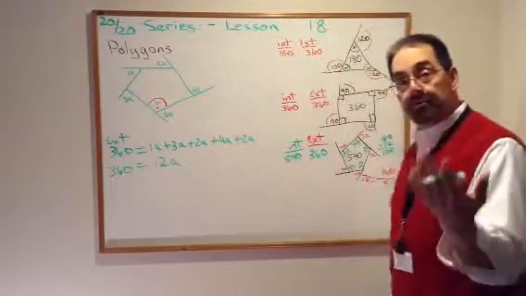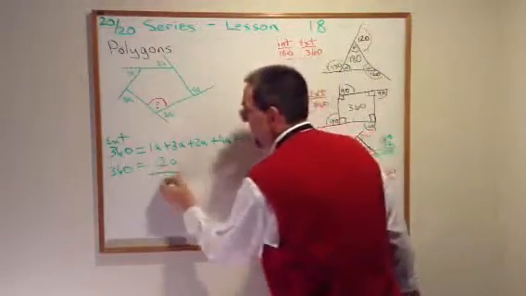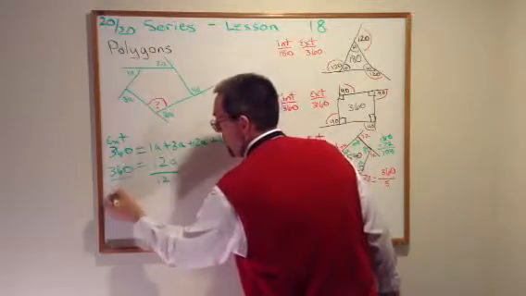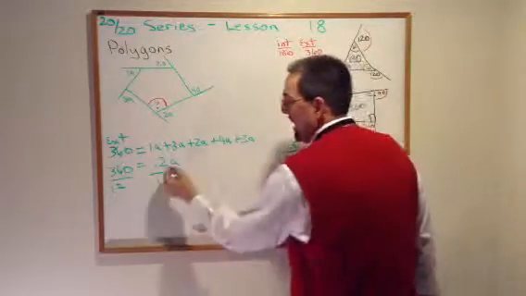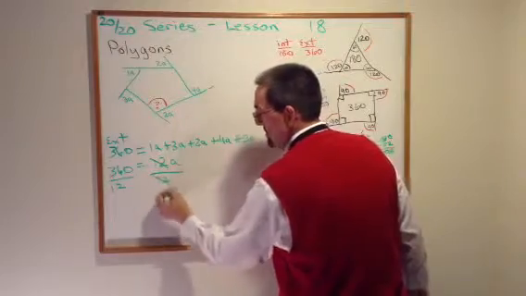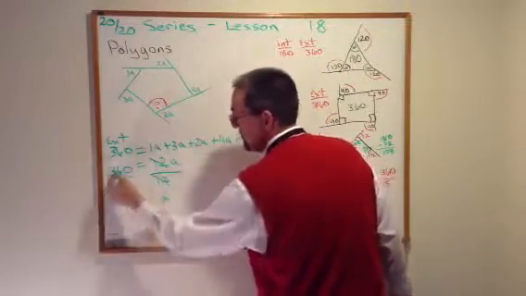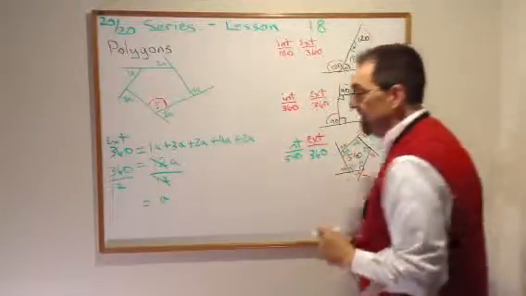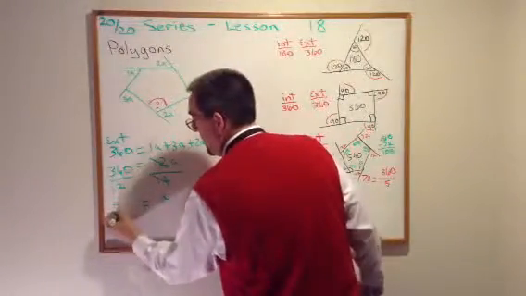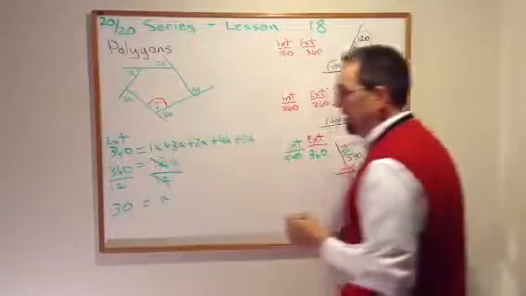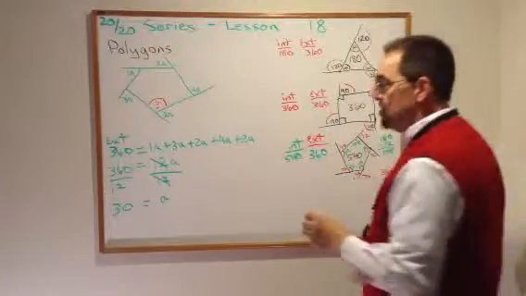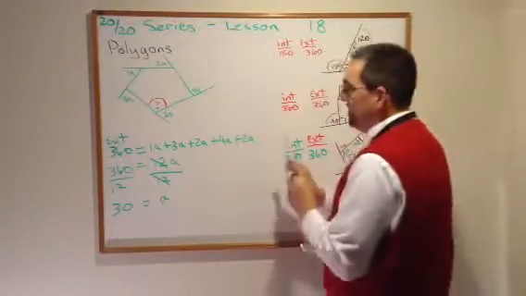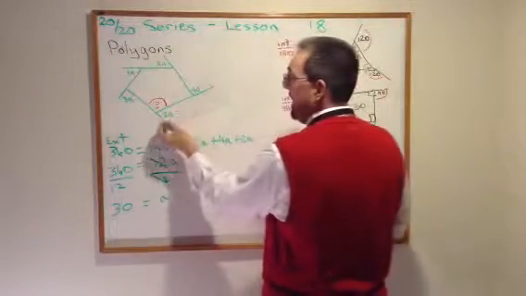How do we undo a multiplication? Divide. The a's cancel. So a is indeed equal to 360 divided by 12. Make sure you use your calculator. And we get 30. So a is 30. With that, a is 30.